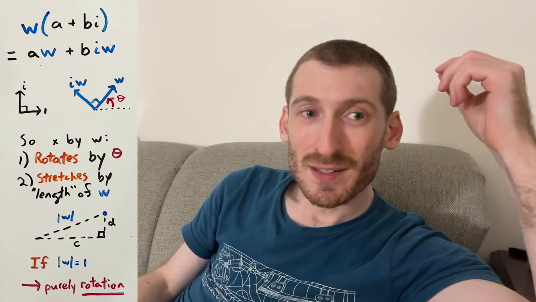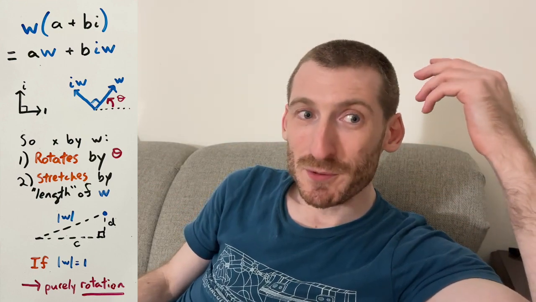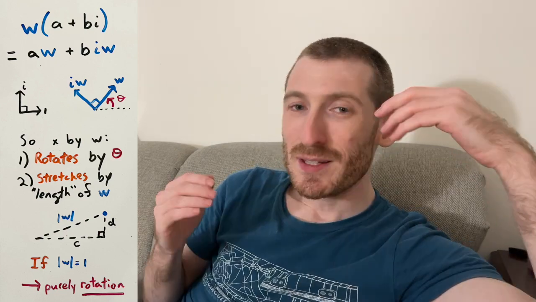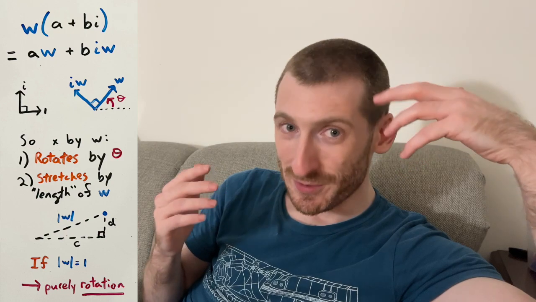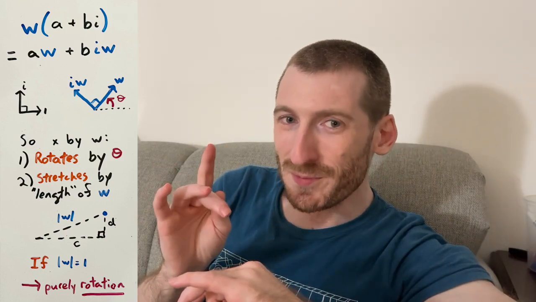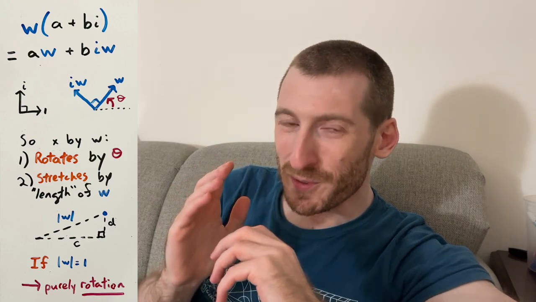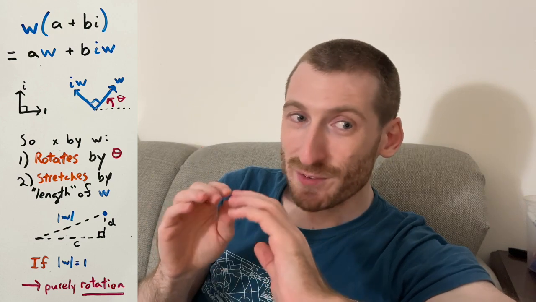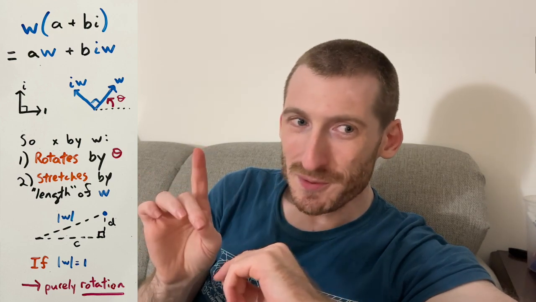Now, additionally, if w has an absolute value, basically a length of something other than 1, it will change the length of all of the other directions as well. However, for this video, what's really important is what happens when the length is exactly 1, which means nothing gets stretched, only rotated.